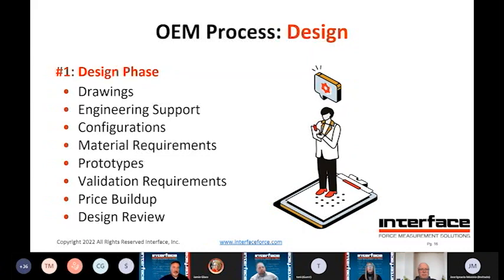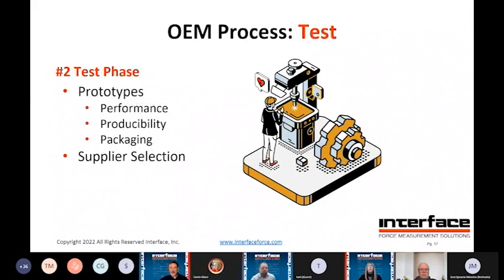So we obviously want to design for efficient production processes. Okay, next, the test phase. So here's where we'll actually build up the prototypes, and then we can basically validate the performance of the part, the producibility of the part, and even out to the end as far as how we're going to package this thing, getting it to the customer in the process.